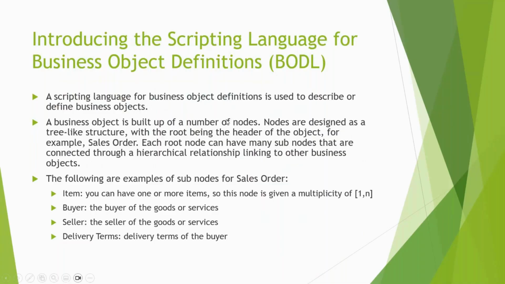This business object is built upon a number of nodes. Let's say if we are creating any business object, it will have by default a node called the root node. If you want to define under that business object, nodes are nothing but the sub tables, if you consider this customer as a full table.